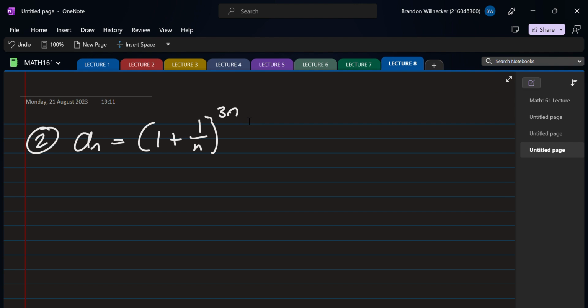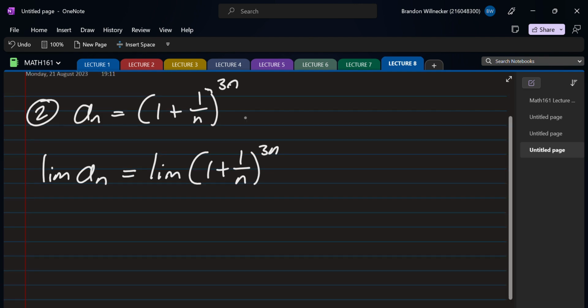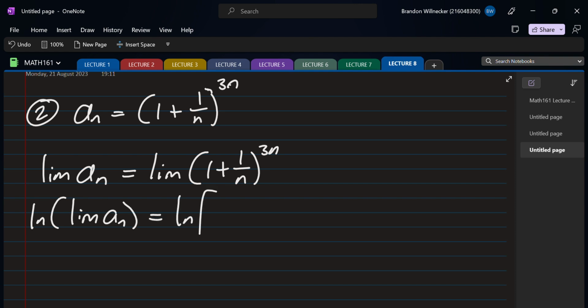Now, whenever we have things as an exponent, what we would like to do is take the log, because if we take the log, the exponents come down and it makes things easier to work with. So, what we want is the limit of a_n. That's going to be the limit of this term here. Okay, now we can take the log on both sides. So we can have the log of the limit of a_n is equal to the log, let's put square brackets, of the limit of this.